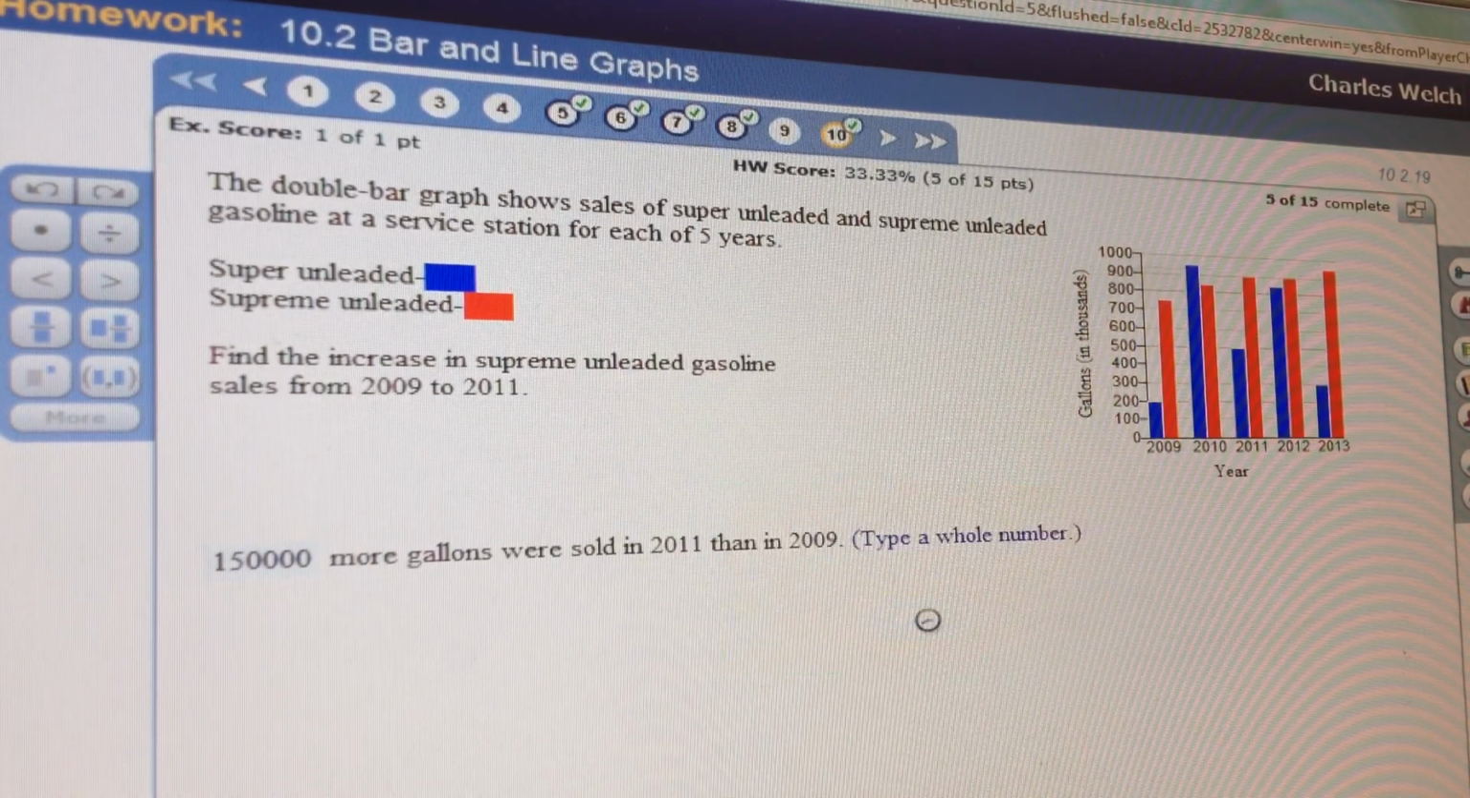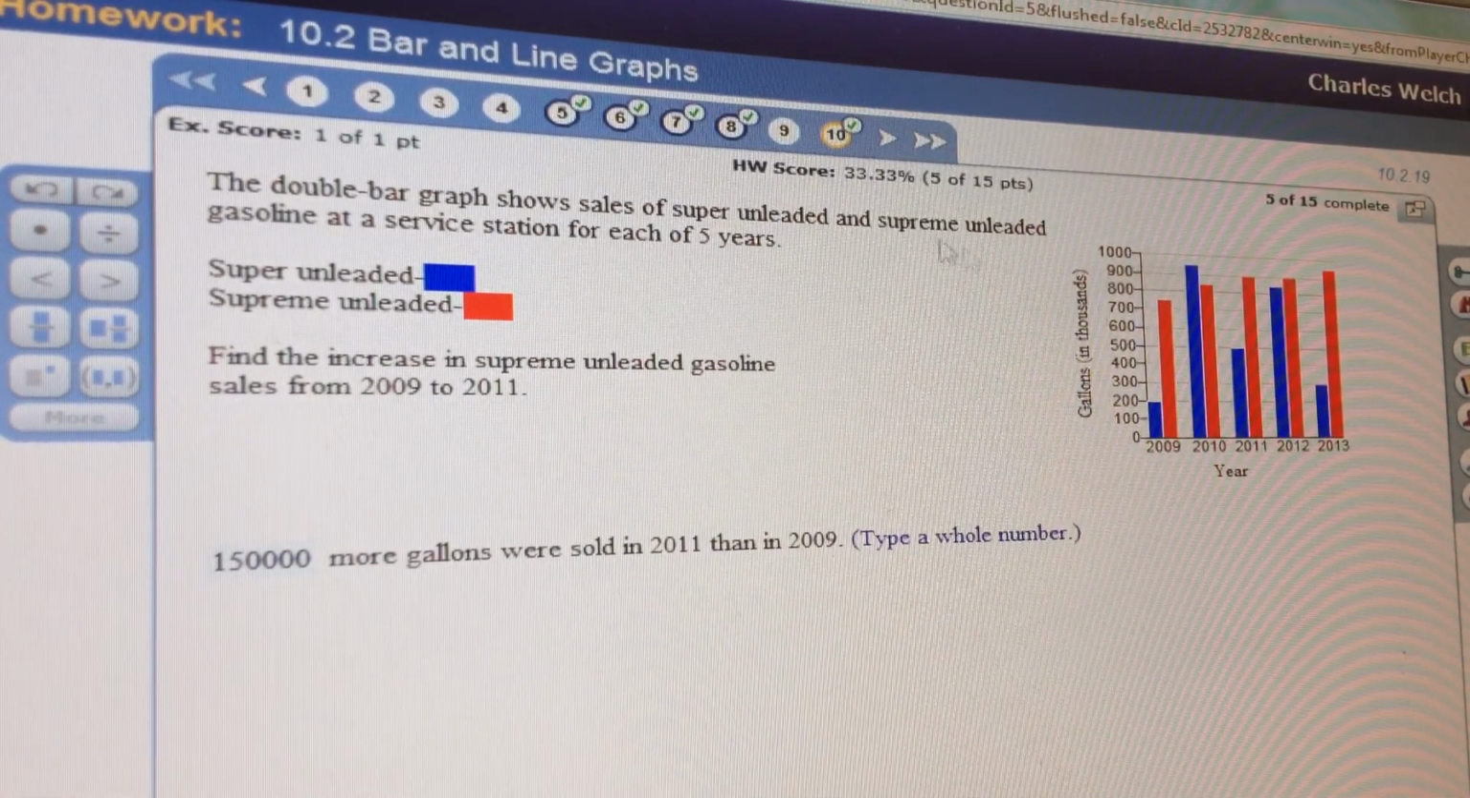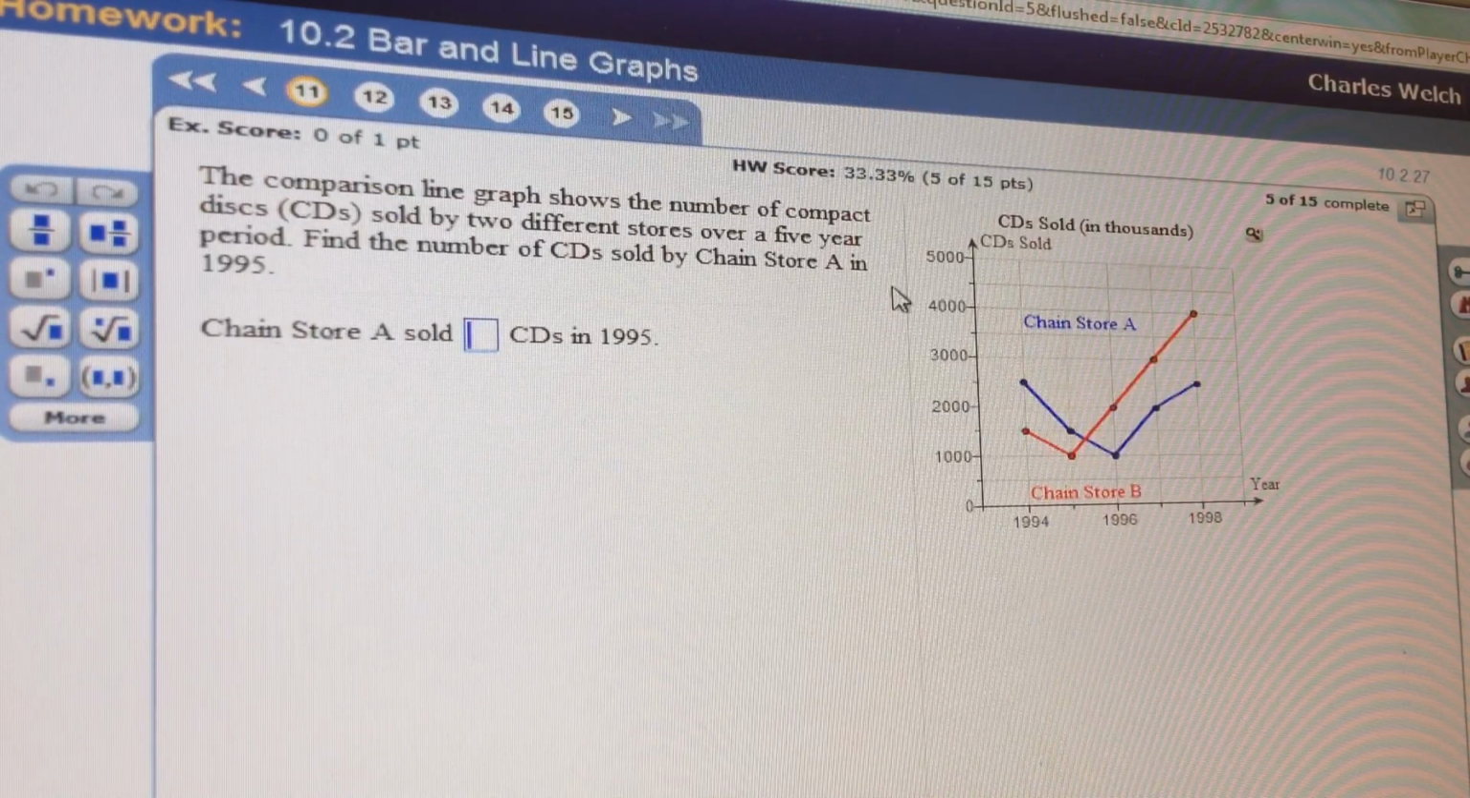And good job. So you see, you get a sense of these bar graphs. They're a little difficult to read sometimes. Take your time. Be very careful with them, especially when you take your test on this. You don't want to make careless mistakes.